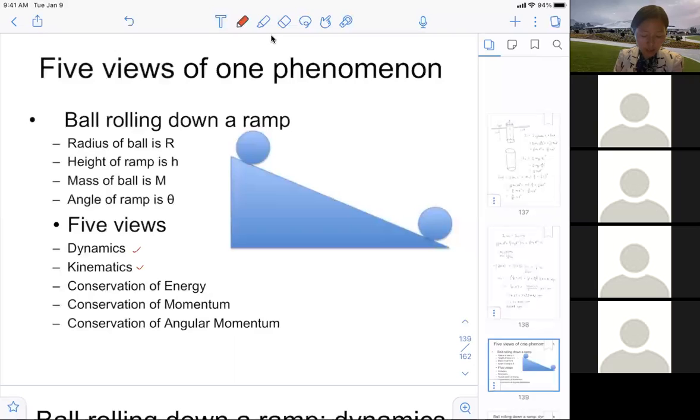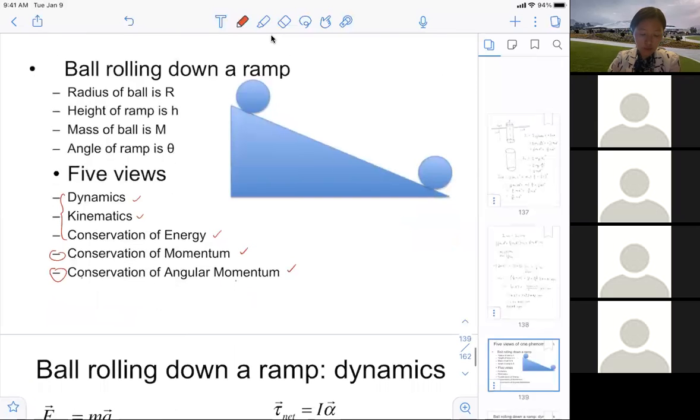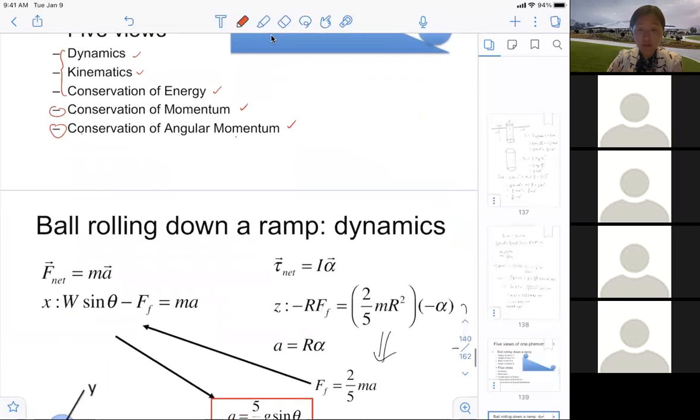I'm going to show dynamics, applying kinematics, energy, momentum, and conservation of momentum. Now, only these three are what we would expect you to do. Applying these two is not going to give you new information. Conservation of momentum is going to give you the same thing as dynamics. Conservation of angular momentum is going to give you the same thing as your dynamics in rotation. But I want to show how you can apply the 5 different approaches to the same problem.